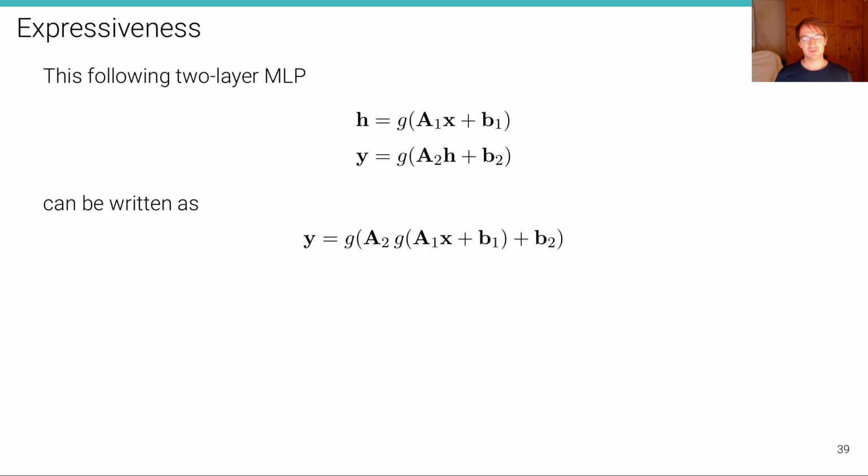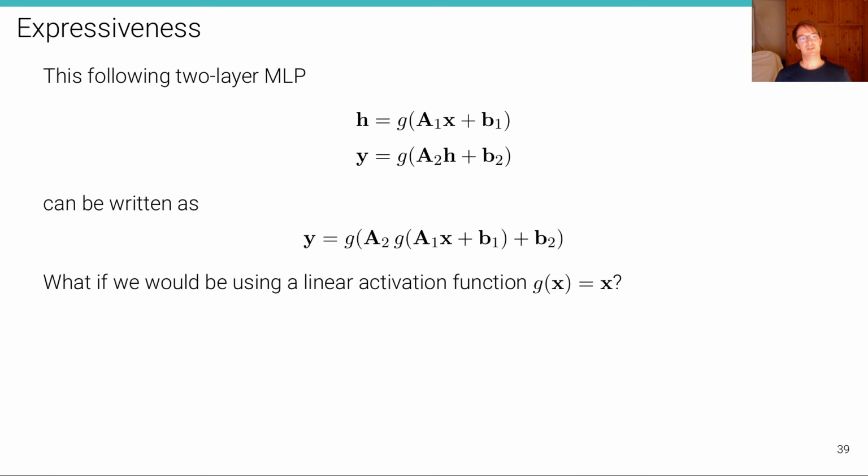So let's finally, to conclude this unit, talk quickly about expressiveness. This following two-layer MLP that we see here, this is exactly a two-layer MLP, as we've seen on the previous slides, can be written as a single equation. Here we have just substituted this h into here. Right? This is this h.